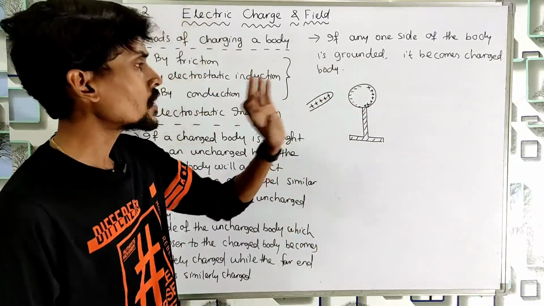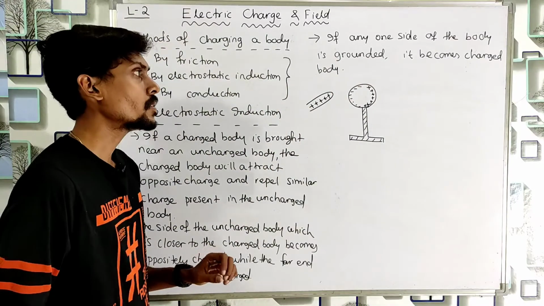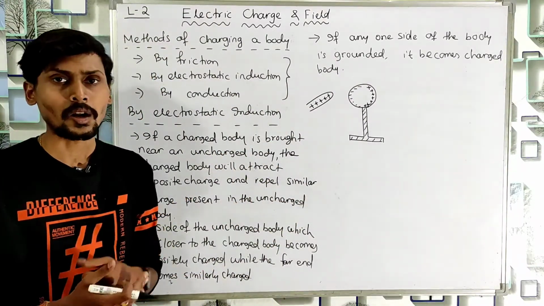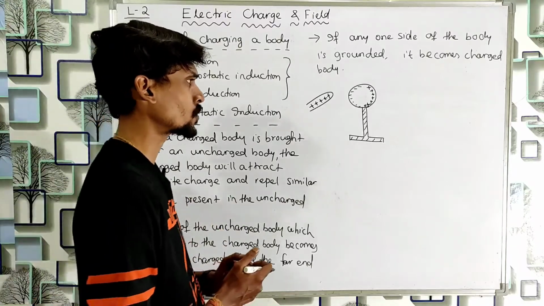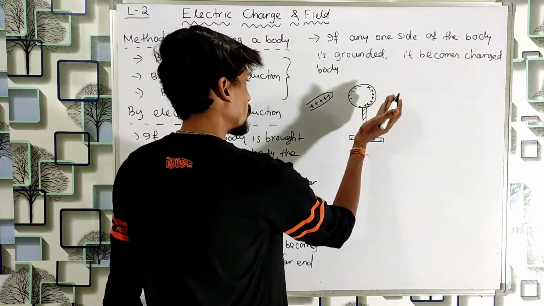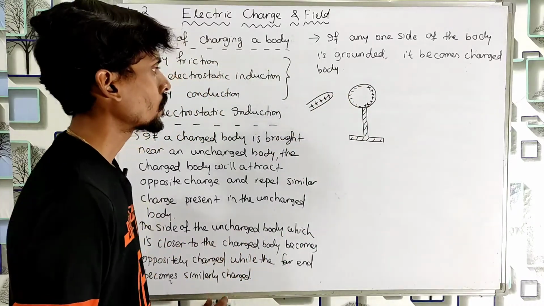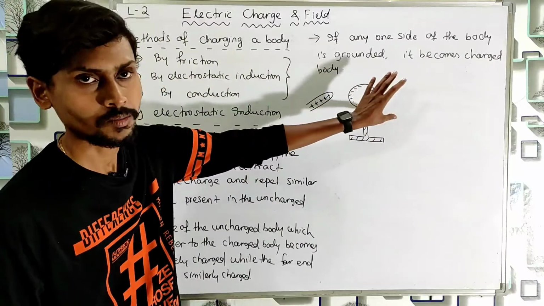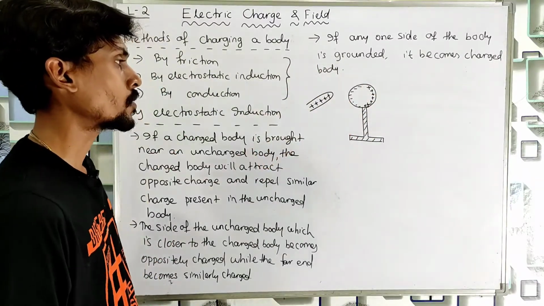Now if any one side of the body is grounded, then the body becomes charged. So let us see how we can ground a substance or a body. So now you can see that the charges are induced in the body, and there is no physical contact between the two bodies. There is no physical contact between them.